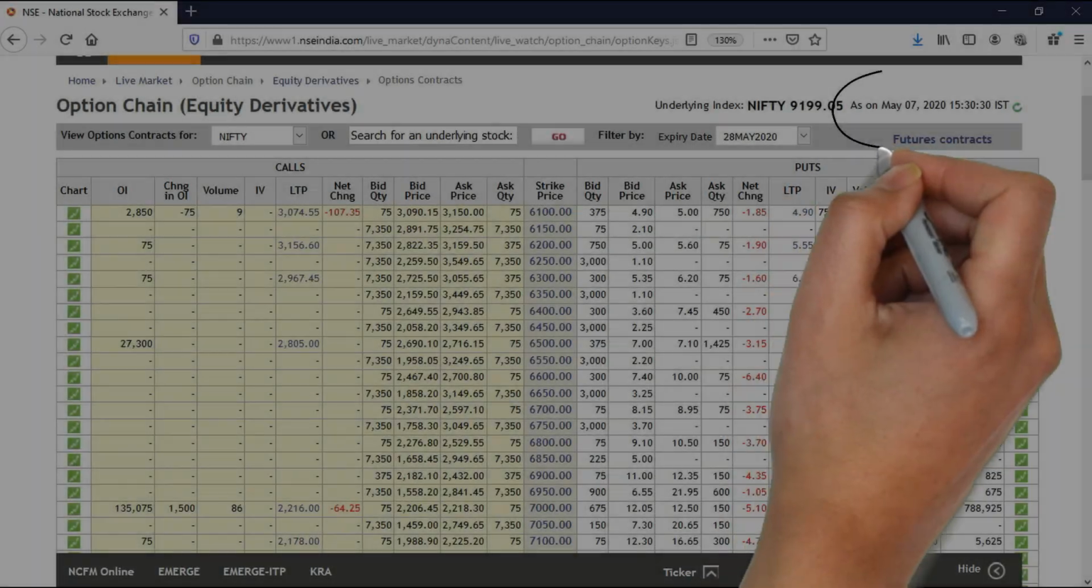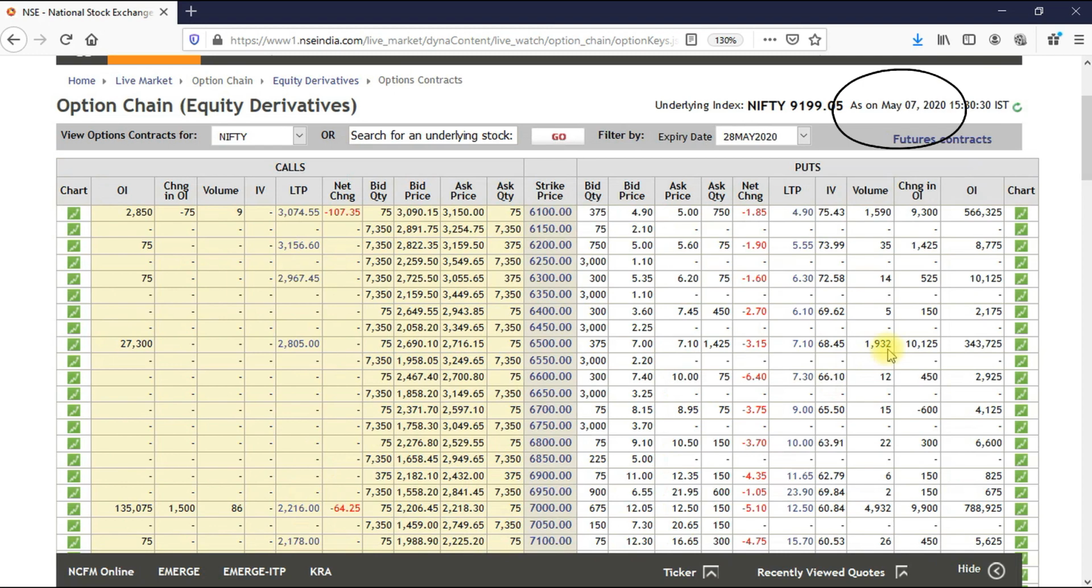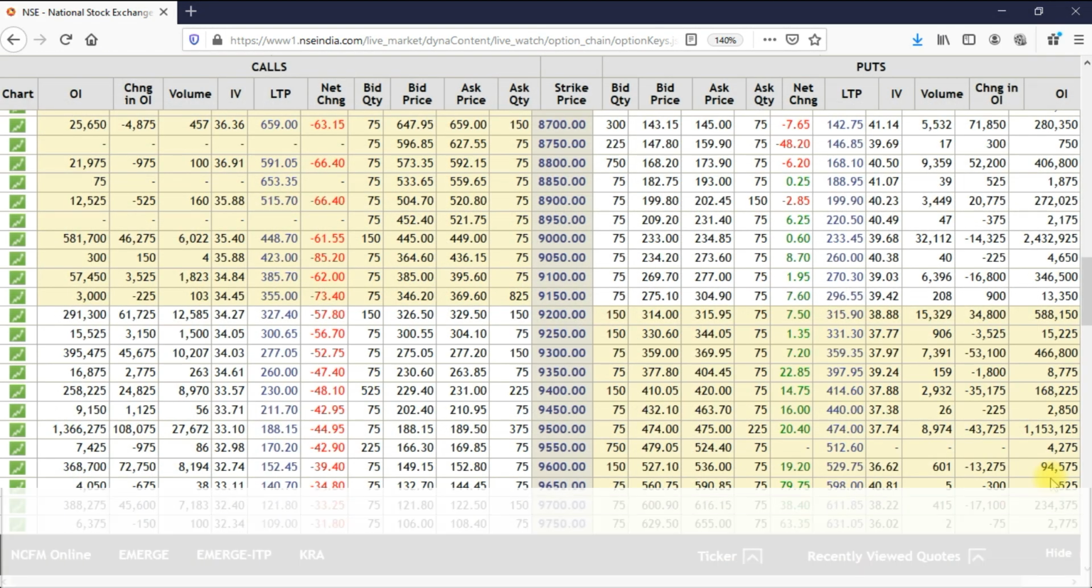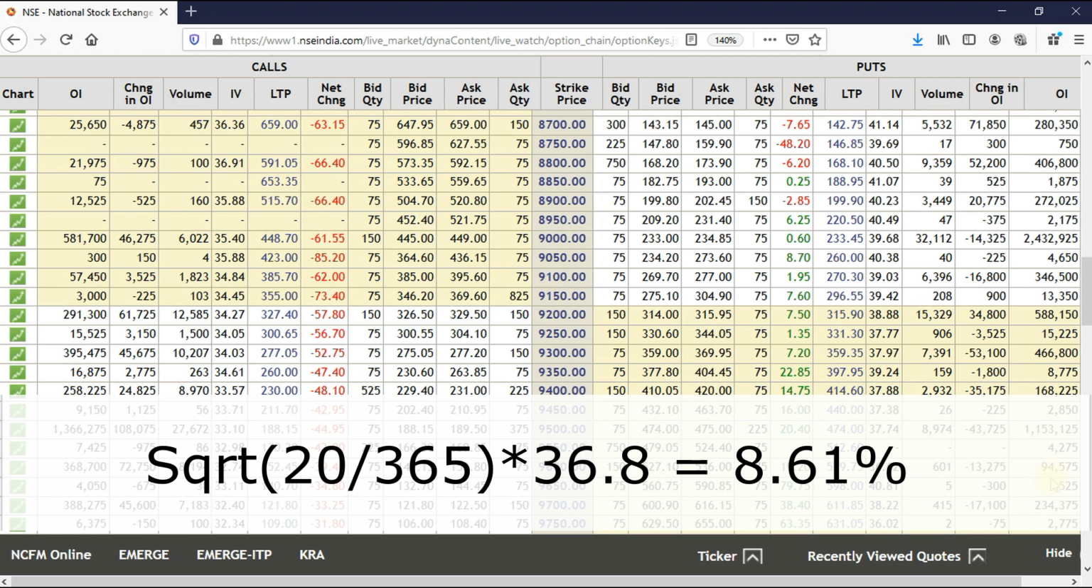Now, today is the 8th and expiry is on the 28th. So, there are only 20 days left till expiry. So, can we check the IV only for 20 days? Yes, by the formula. Let us see from this itself. Square root of 20 divided by 365, multiplied by this 36.8. So, 8.61%. This means for the current price of 9200, the volatility for 20 days is 8.61%. And so, this Nifty can move 792 points up or down.